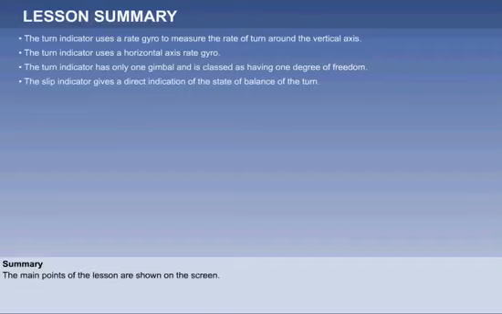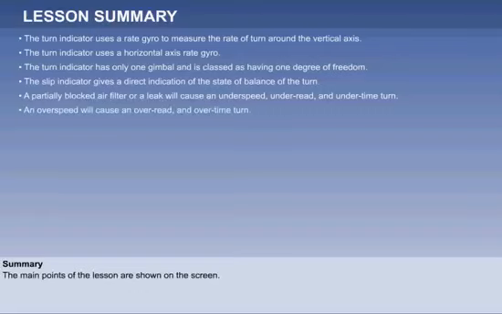In an air-driven gyro, a partially blocked air filter or a leak will cause the gyro to underspeed, and the instrument will underread the rate of turn, and the turn will be under time. If the gyro overspeeds, the instrument will overread the rate of turn, and the turn will be over time. The rotor RPM is low compared to the DGI and artificial horizon because the turn indicator uses the gyroscopic property of precession to measure rate of turn. Lower spin speed means less gyroscopic rigidity, giving greater precession.